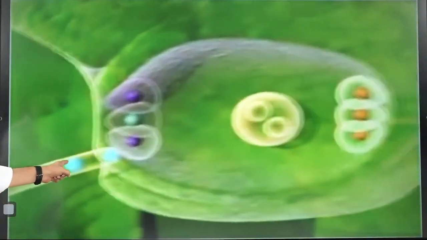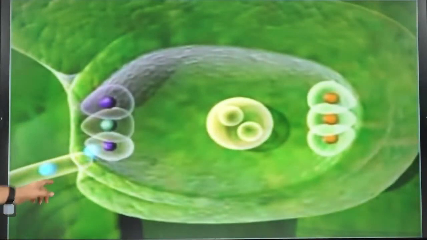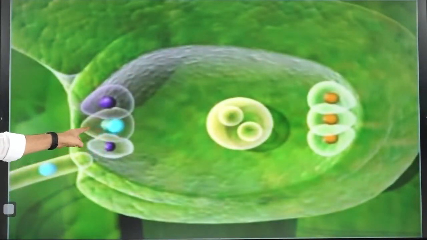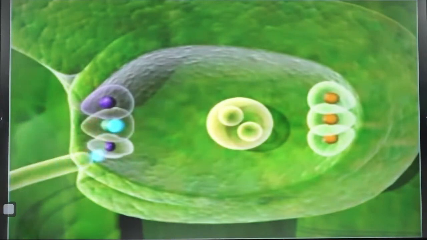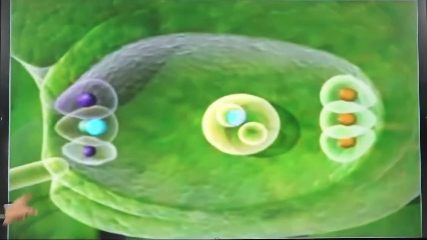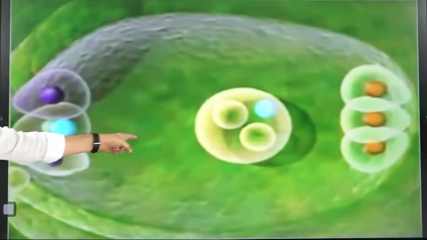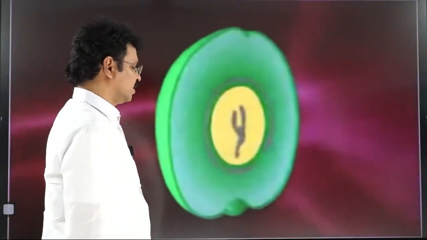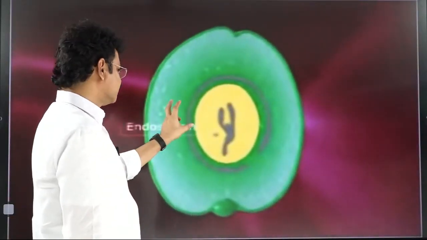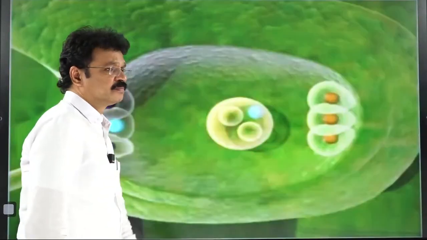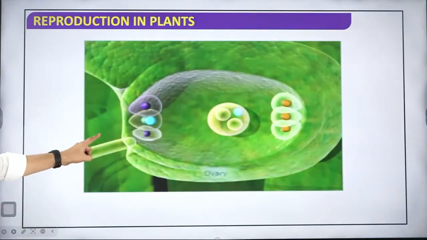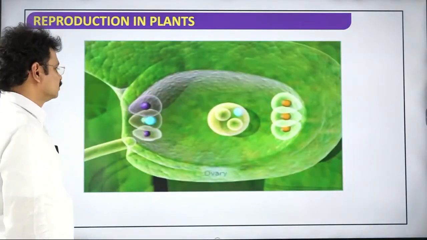What about the second male gamete? Once again, observe here. One male gamete gradually migrates and finally enters the egg for the purpose of syngamy. The second male gamete enters the central cell. The central cell has two polar nuclei, which fuse with the second male nucleus to form the primary endosperm nucleus. It is the mechanism of double fertilization in an embryo sac.